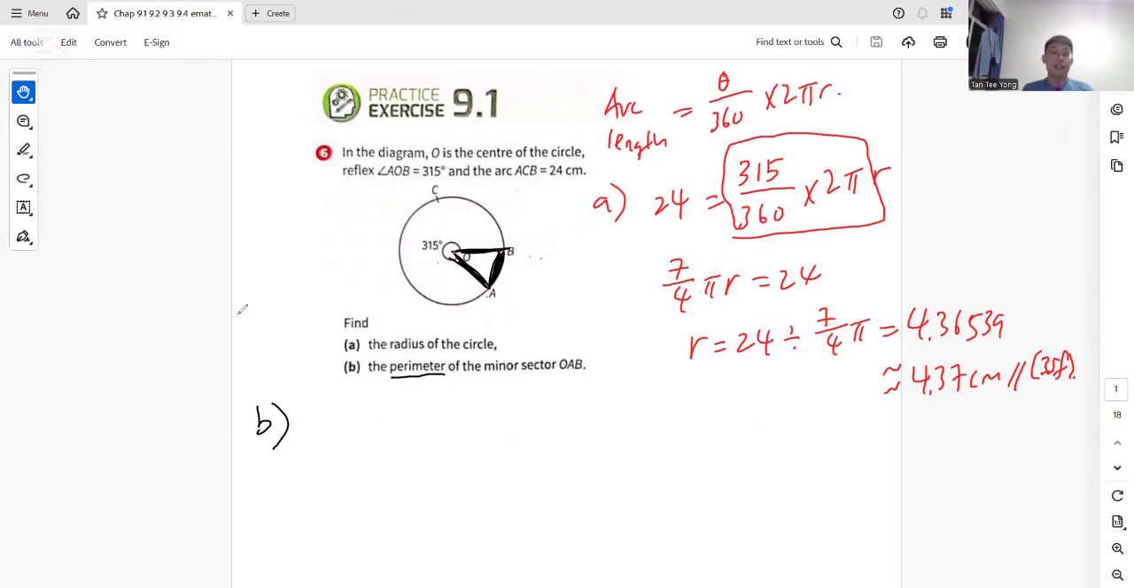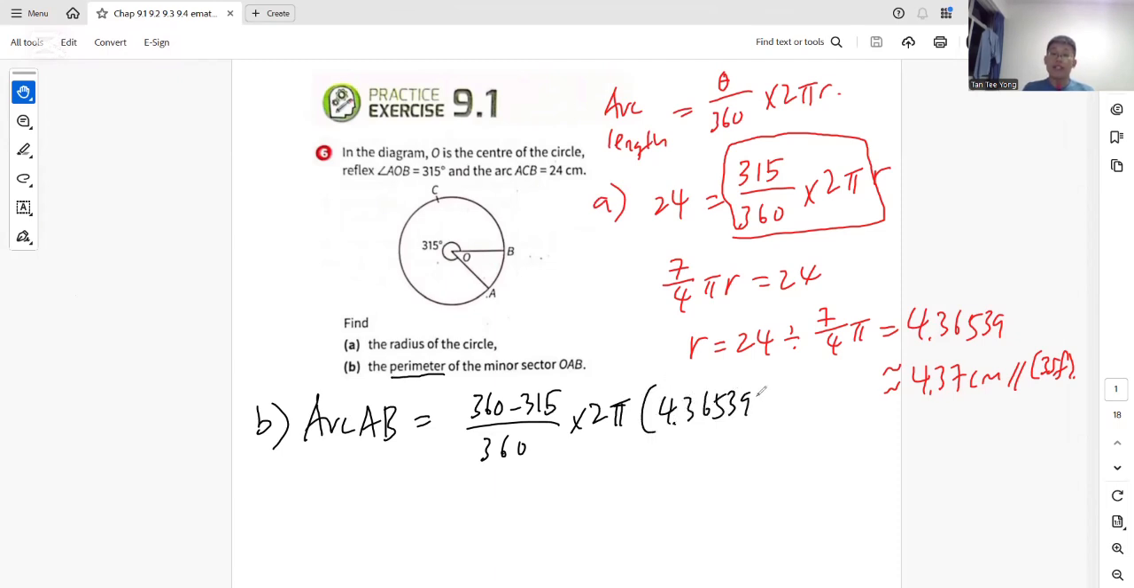So we have to find arc AB. How to find arc AB? Arc AB is equal to theta over 360, but our theta is now 360 minus 315, over 360 times 2 pi, and then our r is 4.36539. Our arc will work out to be 3.42856. That's our arc.